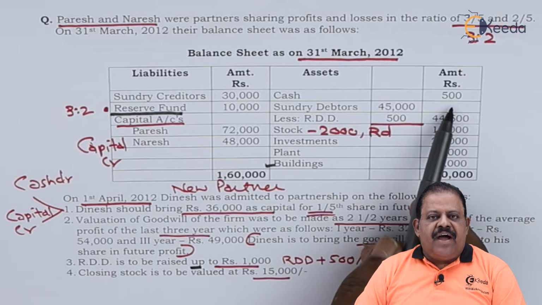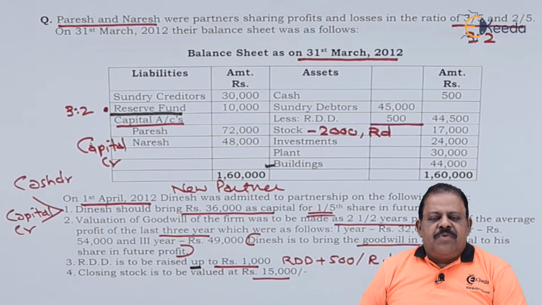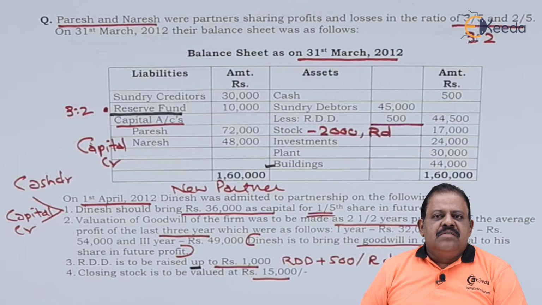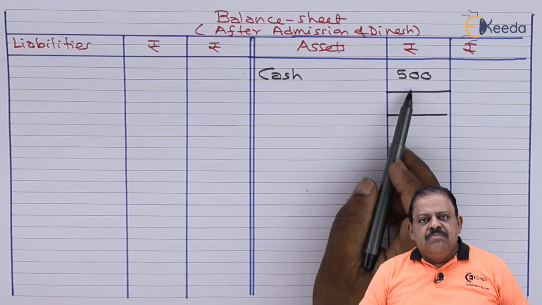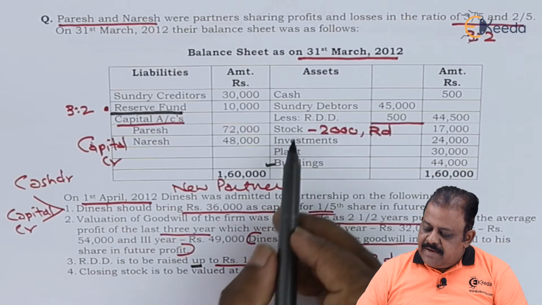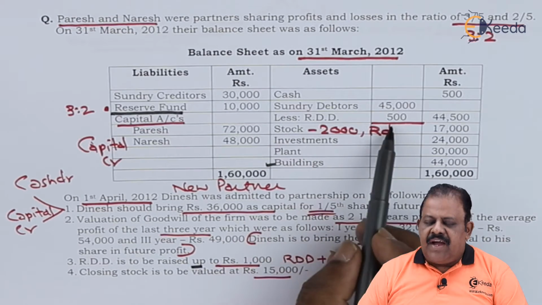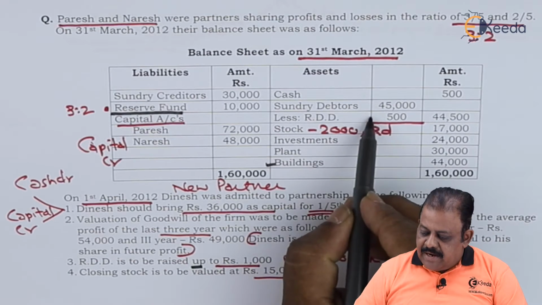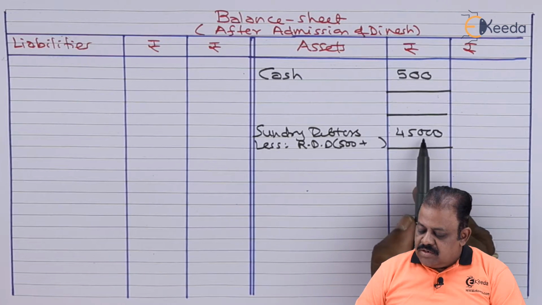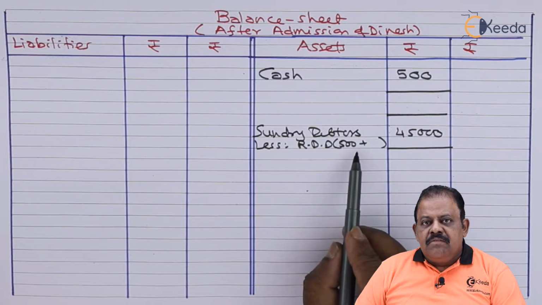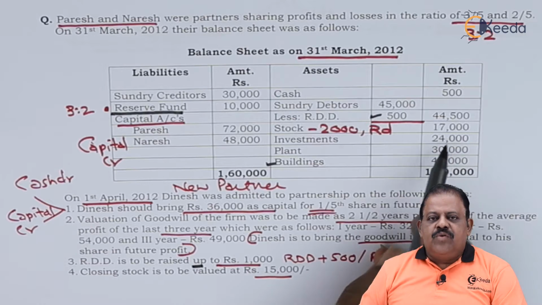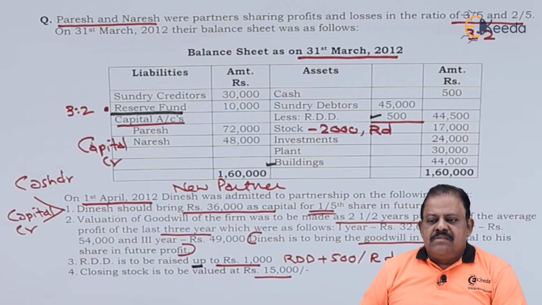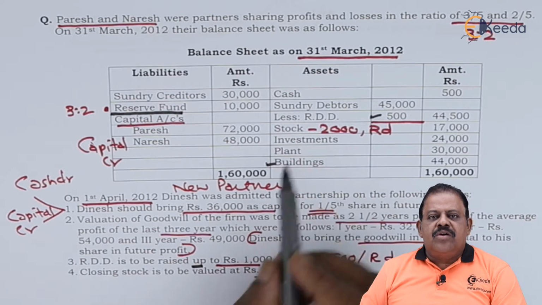Cash 500. There is adjustment on cash as new partner has brought cash for capital as well as for goodwill. We'll record cash on asset side 500 in inner column, leaving space for adjustment. Sundry debtors 45,000 less RDD 500. There is adjustment on RDD. We have left space over here to do adjustment. Stock 17,000. We'll record this in inner column as there is adjustment on stock.